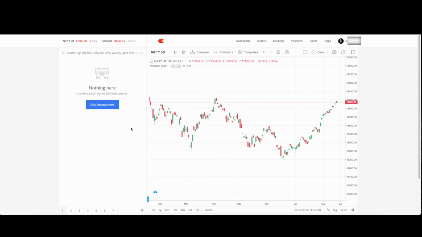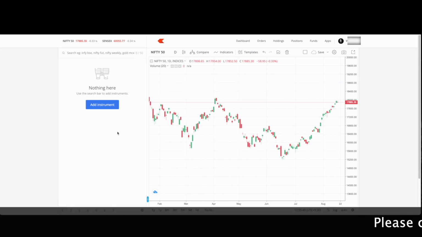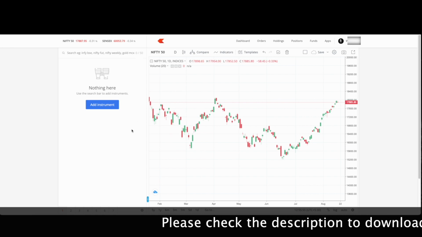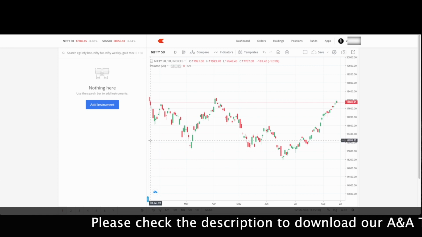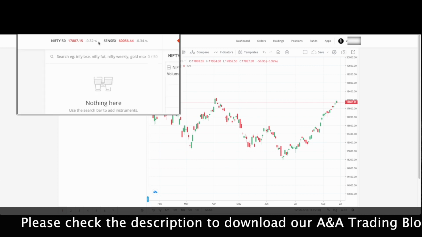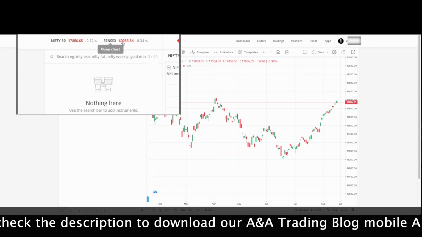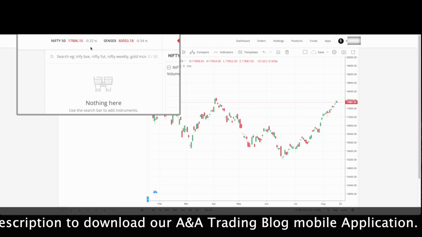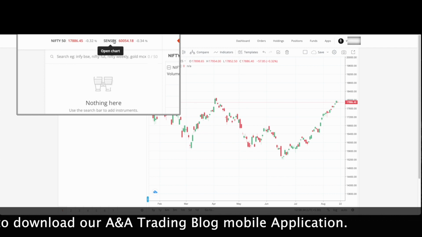I also recommend beginners to use the desktop version of your trading platform instead of using it on mobile. When you see things on a bigger screen, things will be more clear to you. Now let's have a quick overview of this trading platform and look into some of the important features which each and every intraday trader has to know. If you see this top left section, I'll highlight this for you. This area is called Market Watch. This will show you how Nifty and Sensex is performing.